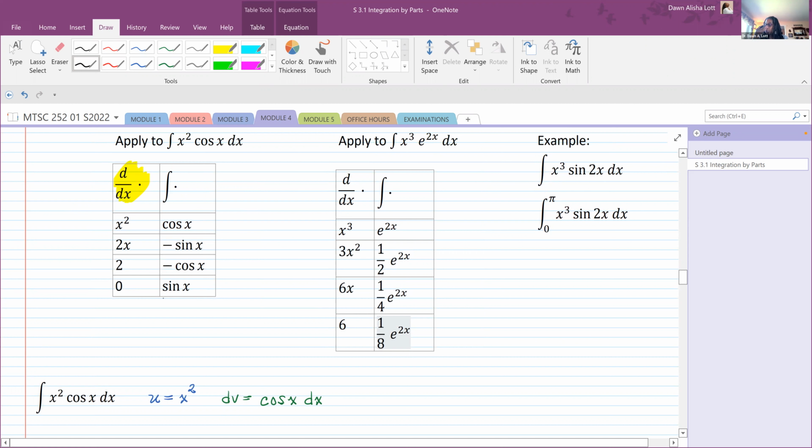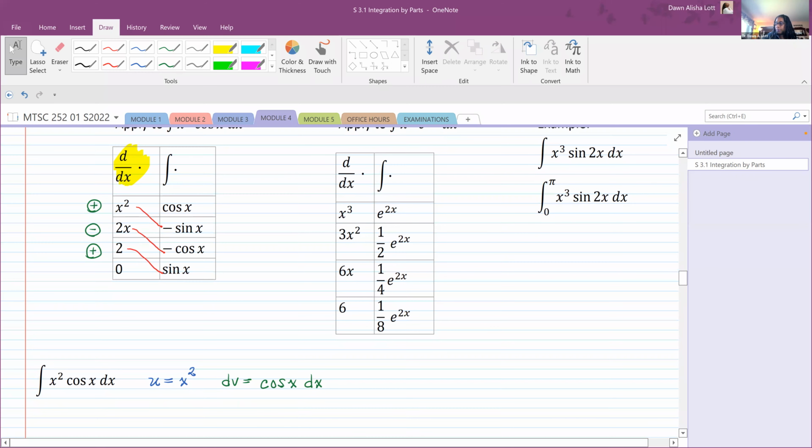Now we're going to cross multiply. So I'm going to multiply the x squared by the box underneath here, which is negative sine x. I'm going to multiply 2x by this box, and I'm going to multiply 2 by that box. Okay, any questions? All right, and then the last part of the rule is the signs change from positive to negative. So this one is going to be positive, this one's going to be negative, and this one's going to be positive.